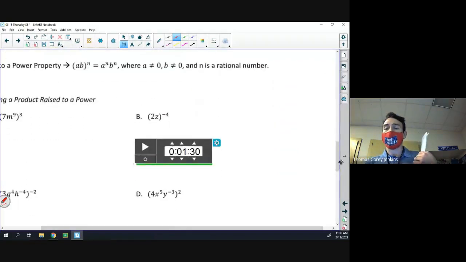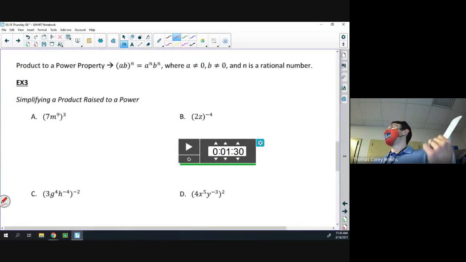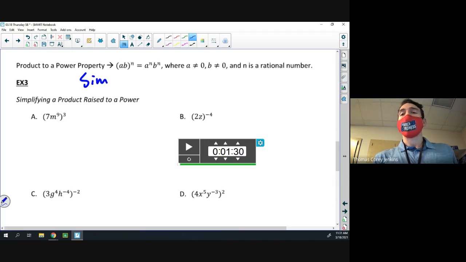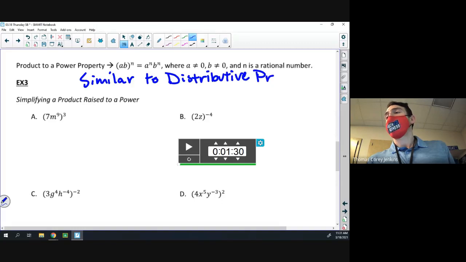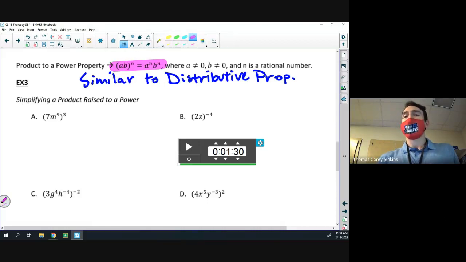Okay, for this next property, it's not really a new property, but an extension of what we've already started to learn. For this one, I think of like the distributive property. Okay, we're multiplying exponents anyways, so I think this is similar to the distributive property. Okay, so I'll show you what I mean. And again, here is our property.